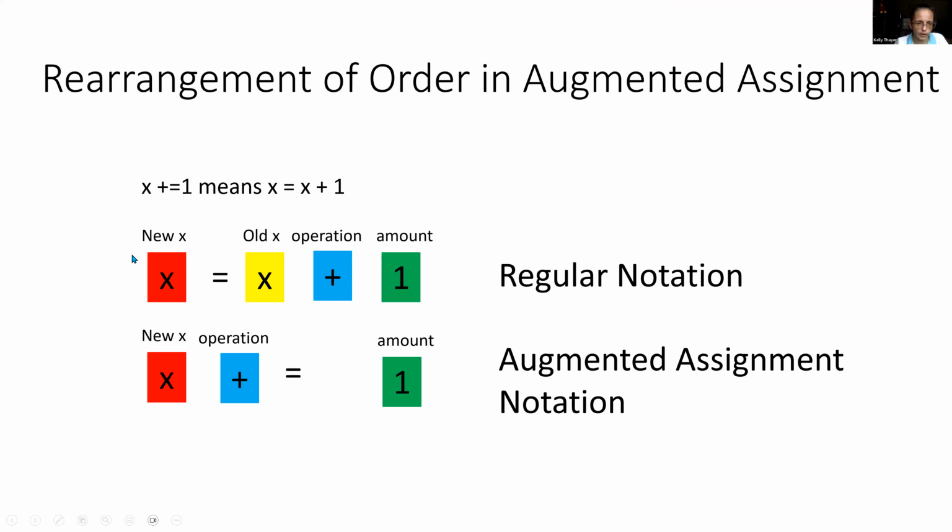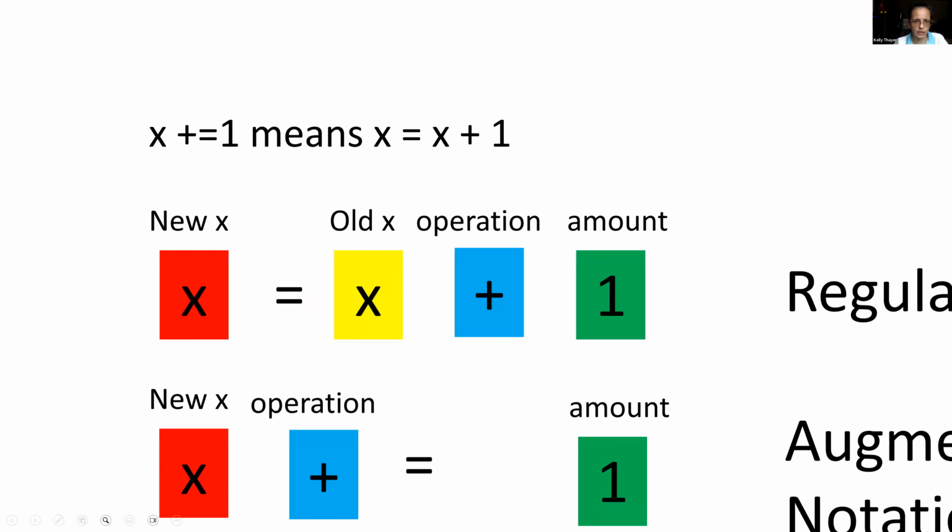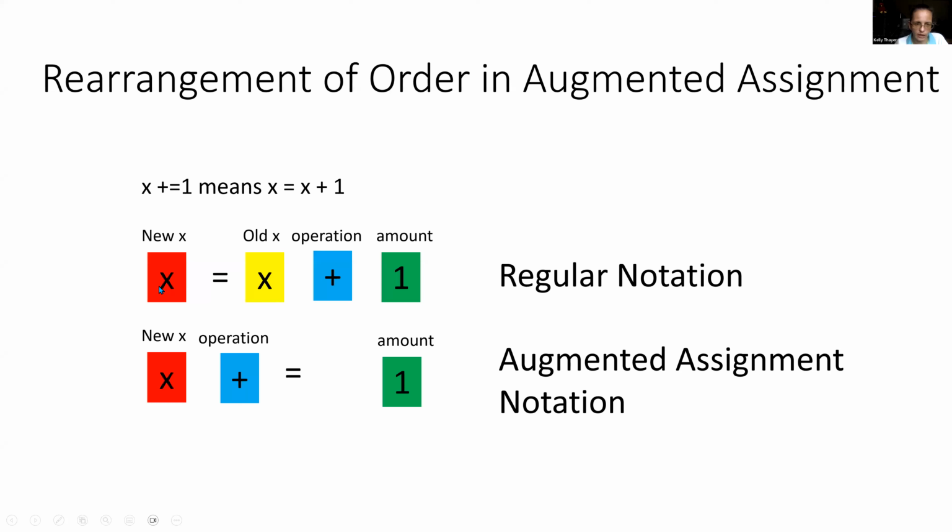So here is just the regular notation that we have already done. This regular notation has a new x being equal to the old value of x, which presumably is already in the variable table, plus some amount. I'm going to use 1, but really you could increment it by any amount. The augmented assignment notation switches up the order here, and it also omits the old value of x explicitly being in the expression, but it means the same thing. So x += 1 is the augmented assignment syntax, and it means x = x + 1.